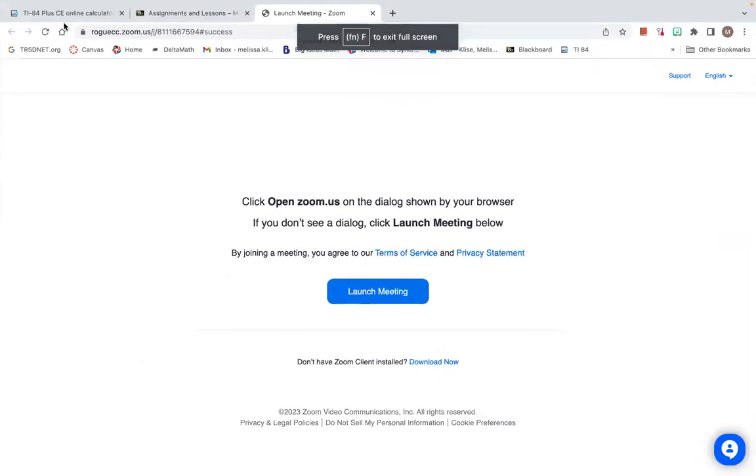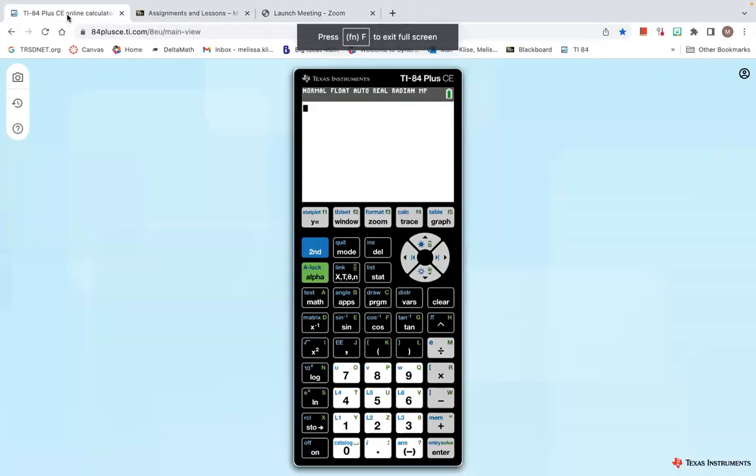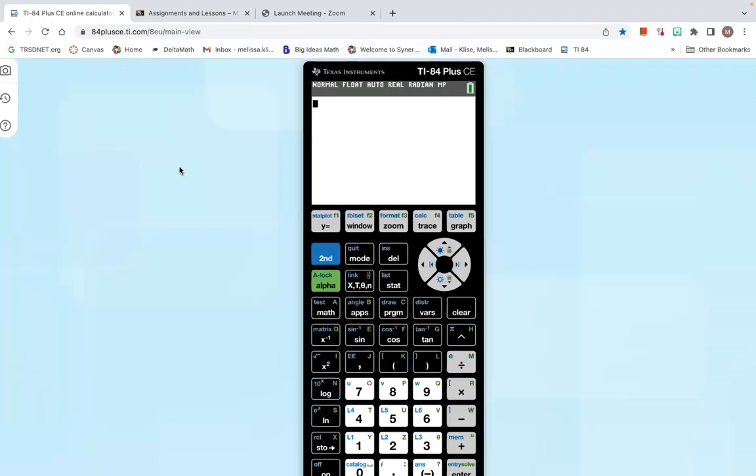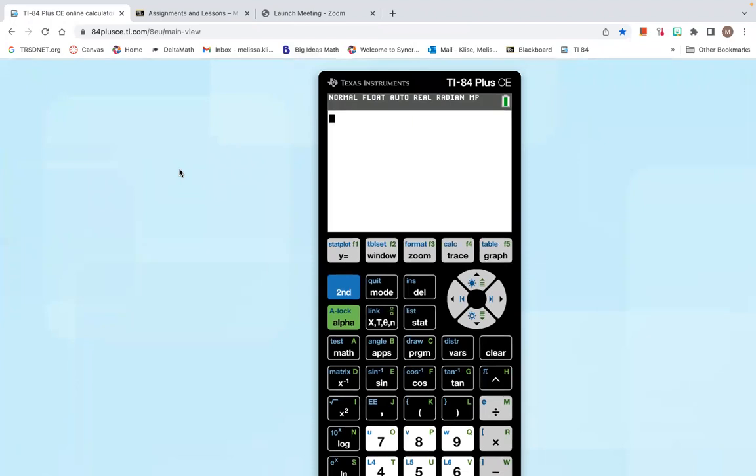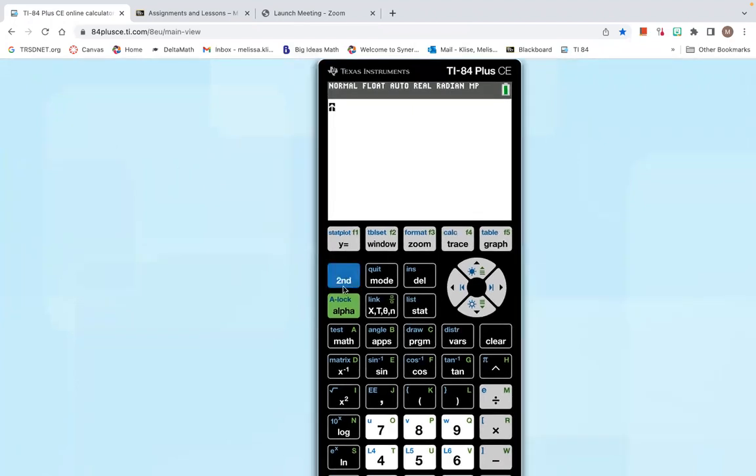Maybe. So here's my calculator. In your fancy calculator, hit second vars and scroll down to the first one. It's binomPDF. This is the binomial probability distribution function right here. This is for the exact number of successes, which we are looking for.